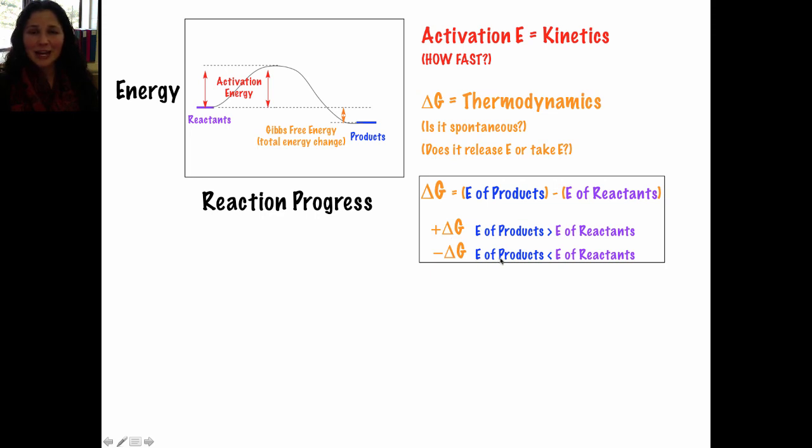On the other hand, when the energy of the products is less than the energy of the reactants, you're going to be subtracting a larger number from a smaller number, and that will give you a negative value for delta G. The positive and negative values of delta G tell you something about spontaneity.